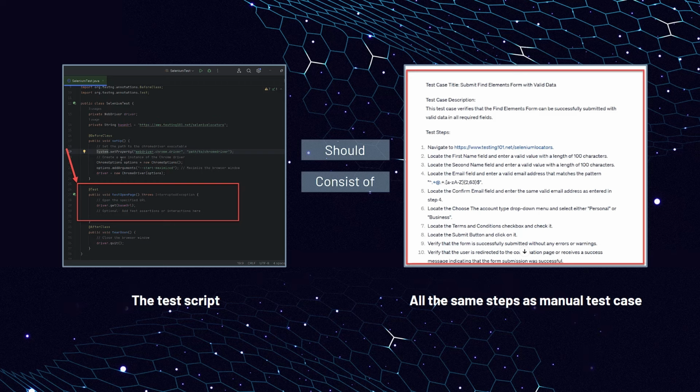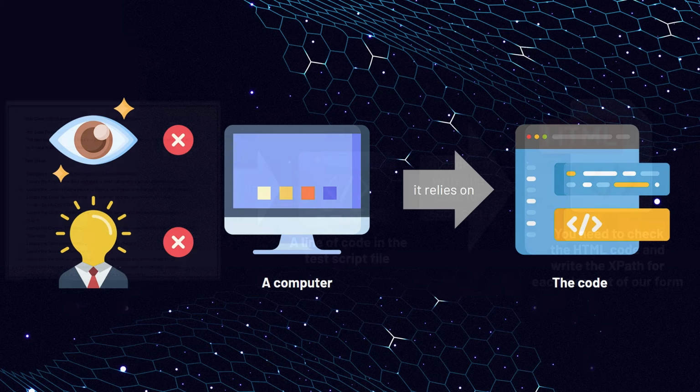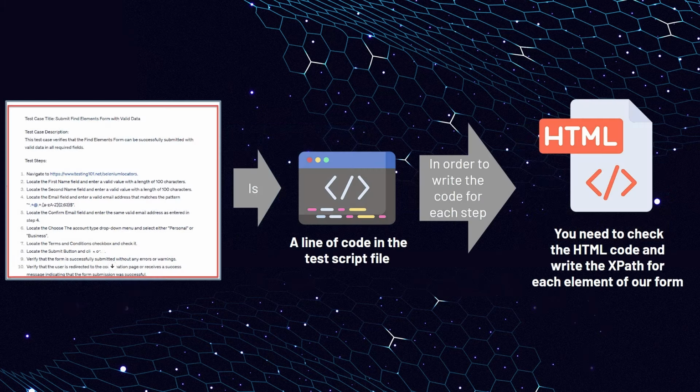As you know, a test script should consist of all the same steps as a manual test case in order to automatically pass the test scenario. However, unlike a person, a computer does not see and cannot understand the steps written in the manual test case. It relies on the code. Thus, each step is a line of code in the test script file.